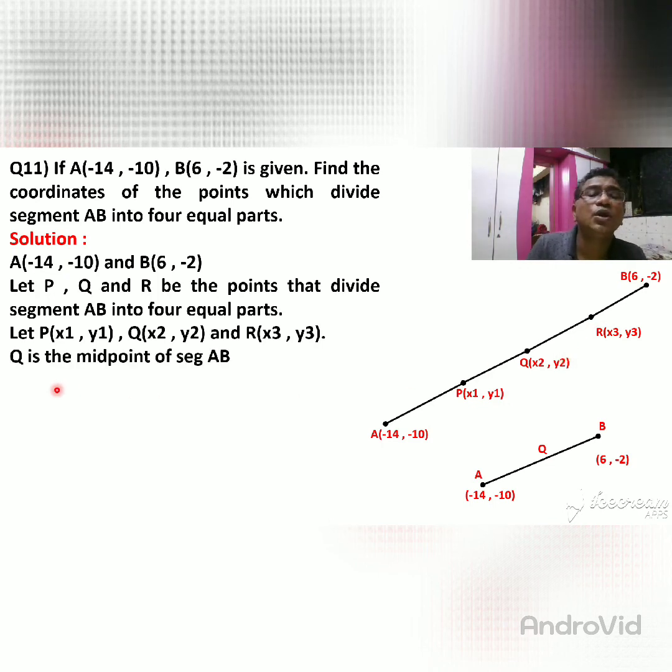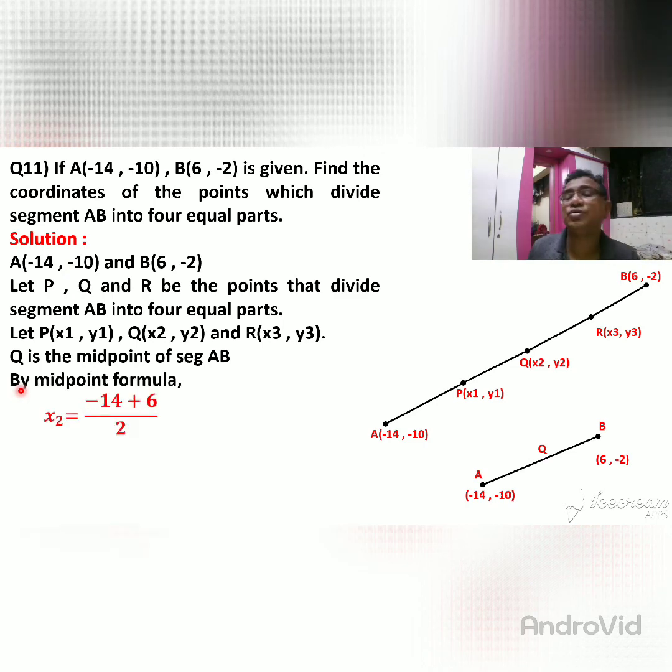So here Q is the midpoint of segment AB. This diagram is showing you this, because in the other diagram you might be confused. So don't be confused. For that purpose we draw the diagram AB. This is the AB segment, this is the A point's coordinate, this is the B point's coordinate, and you want to find out Q, that is x2 and y2. So see here, we are using the midpoint formula.